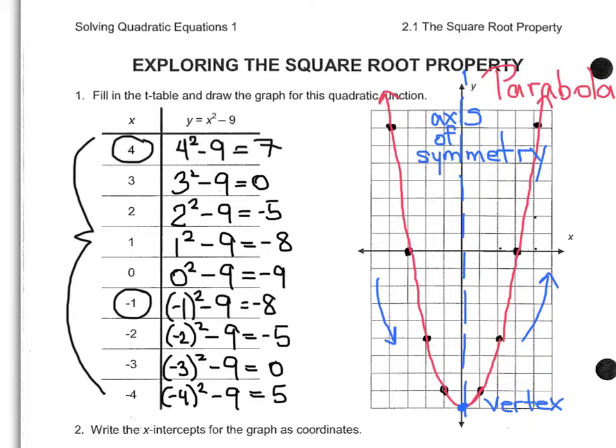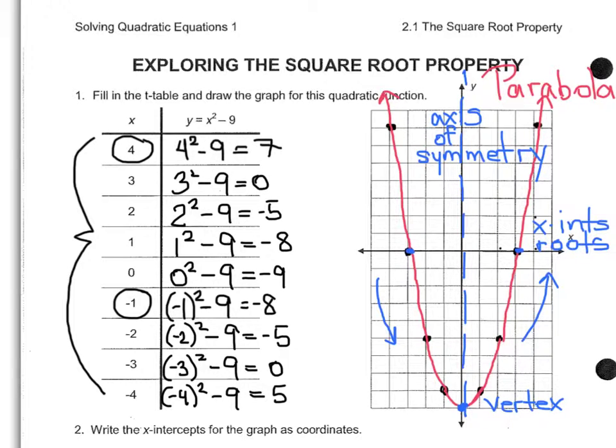So we have a vertex, we have an axis of symmetry. Other important vocabulary words are the x-intercepts. Notice these x-intercepts. Now, these x-intercepts have a couple different names that are used for the parabola. Of course, we can call them the x-intercepts, but another common word is the roots. These are also called the roots.